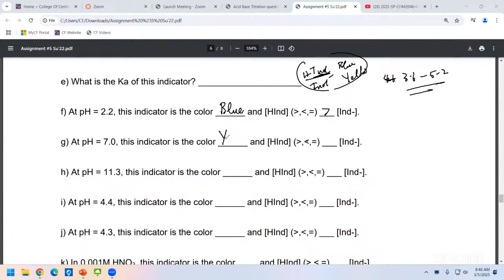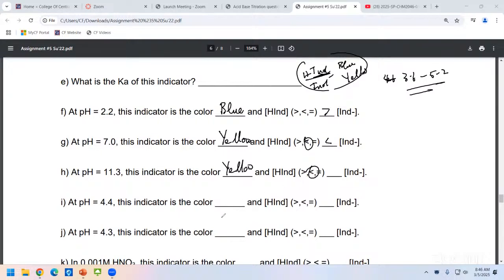Yellow. And what would be the relationship in terms of the concentration of HIND to IND minus? Would it be greater than, less than, or equal to? Less than, exactly. Or, sorry, let me put that here, all right? Okay, 11.3. What's the color of the indicator? Yellow. And what would be the relationship here? Would HIND be greater than, less than, or equal to IND minus? Less than. Okay, very good.